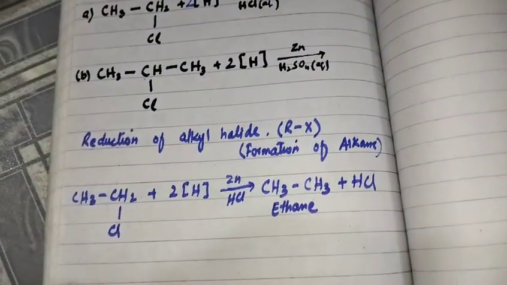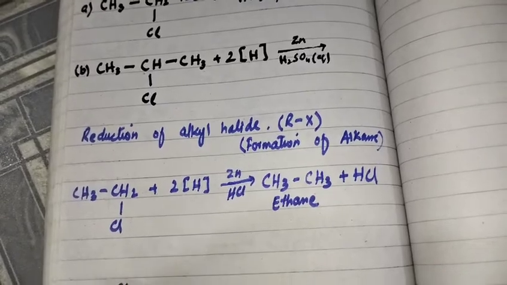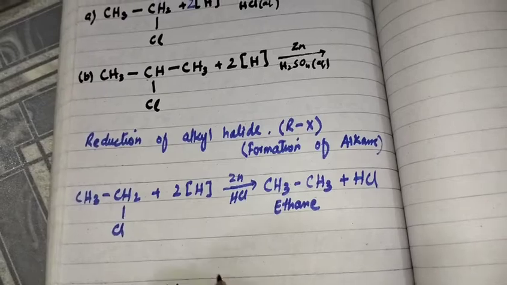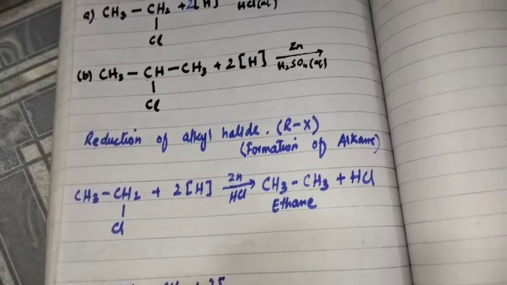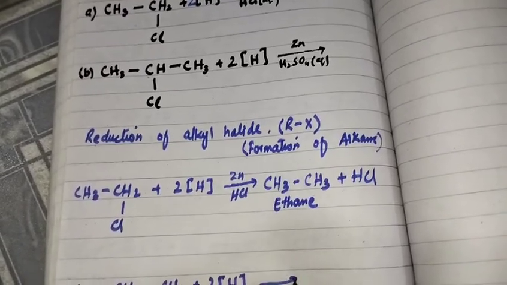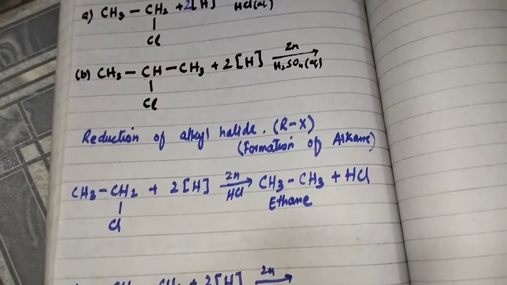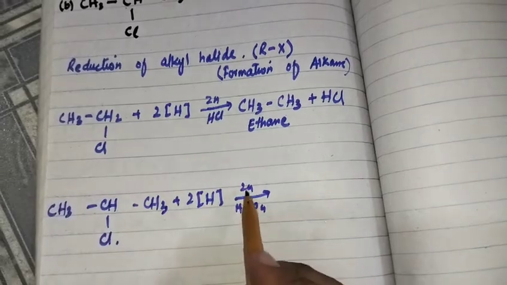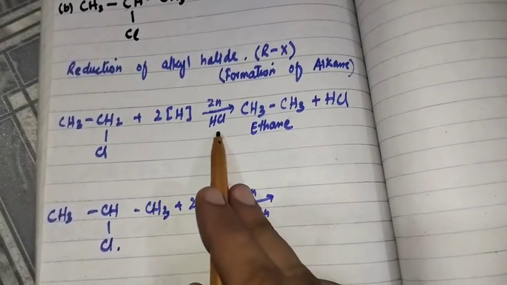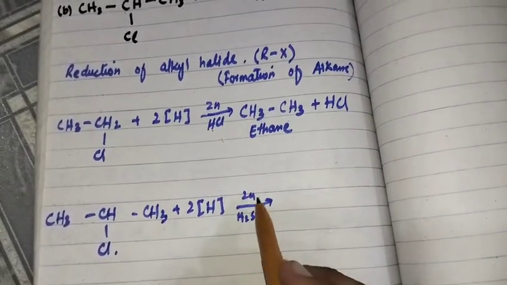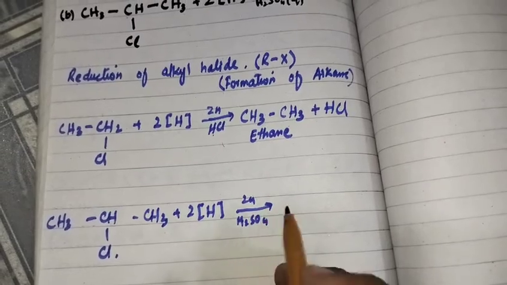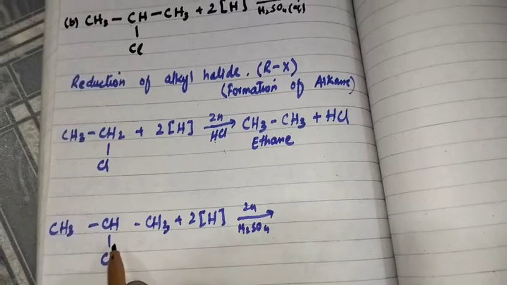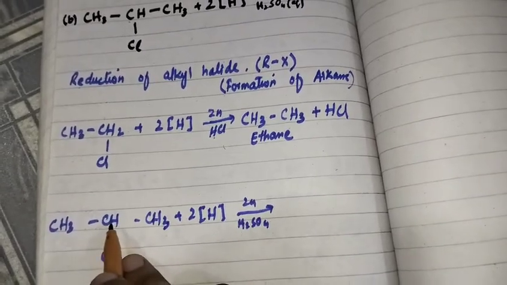and it is CH3CHClCH3, 2 nascent hydrogen, Zn H2SO4. Zn can also react with HCl or also react with H2SO4, any acid. It is also acid HCl and it is also H2SO4. Zn when reacted with H2SO4 also produces nascent hydrogen. That nascent hydrogen will react with alkyl halide.